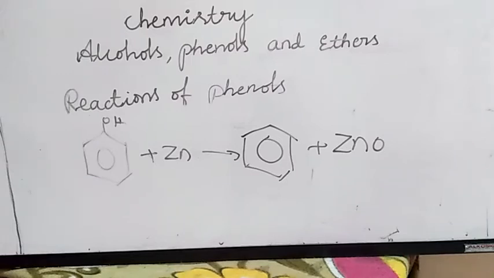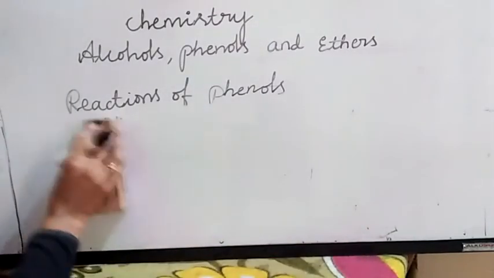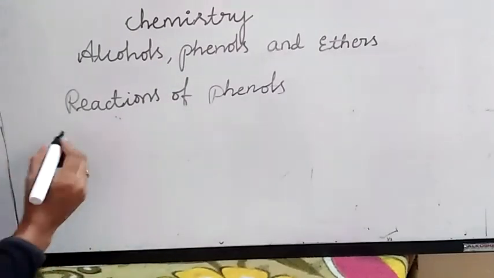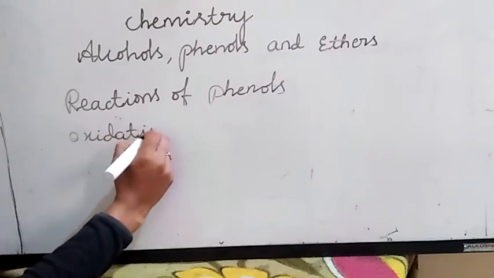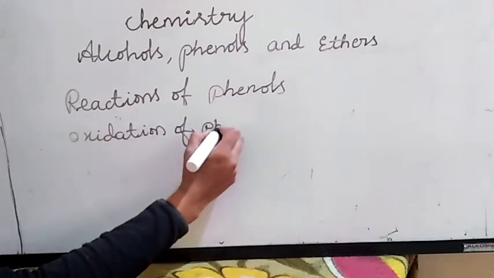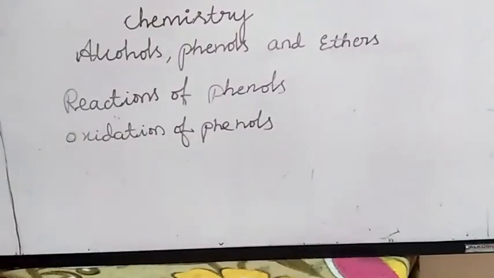Next, oxidation of phenols. Oxidation of phenol with chromic acid produces a conjugated diketone known as benzoquinone. In the presence of air, phenols are slowly oxidized to a dark colored mixture containing quinones.